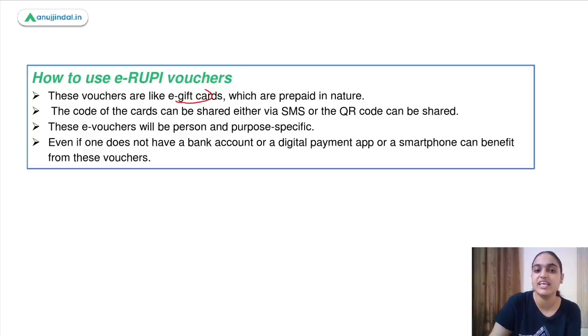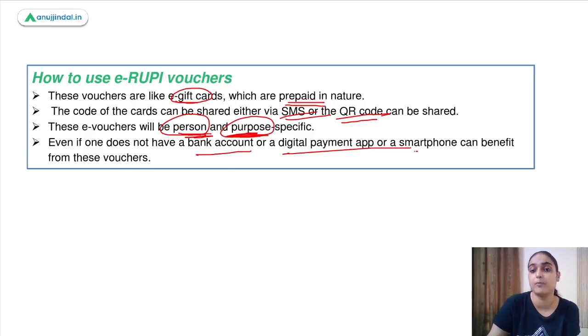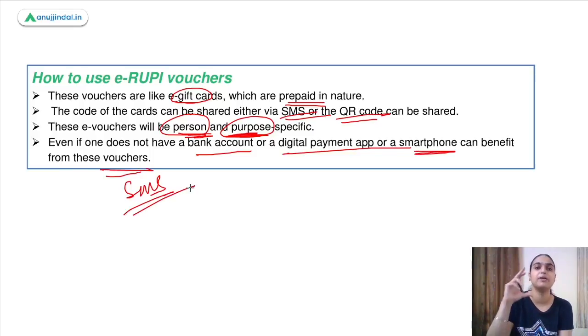It will be like e-gift cards. They are prepaid in nature. So, government ki taraf se ye pehle hi hum paisa de rahe hain, ya jo bhi e-voucher issue kar raha hai private agency, wo uski taraf se approval hai aur aap isko show karte hi service avail kar sakte ho. The code of cards can be shared either via the SMS or QR code, and this will be person and purpose specific. I have discussed this very thing already. Even if one does not have a bank account or a digital payment app or a smartphone, he can use these vouchers because they can also be sent to a simple phone in the form of an SMS as well.